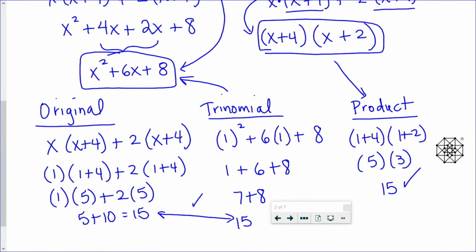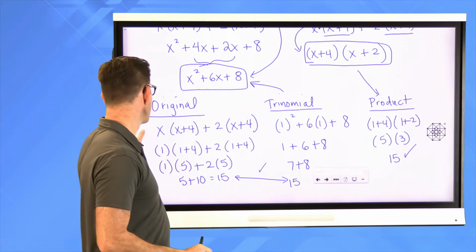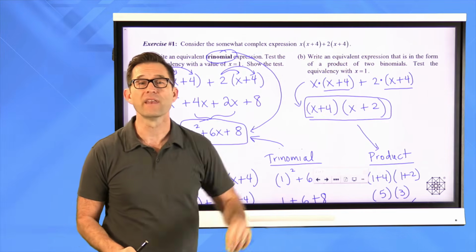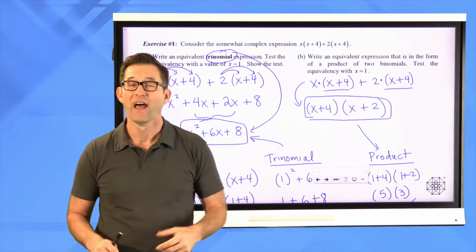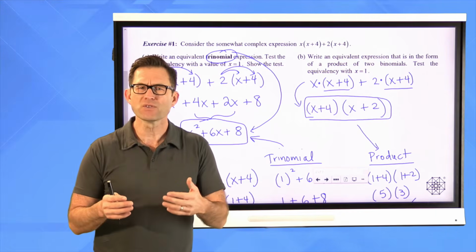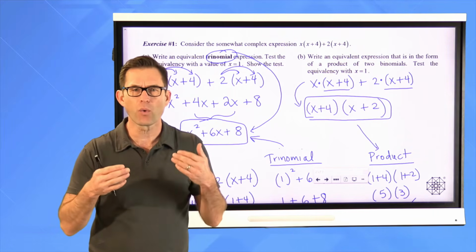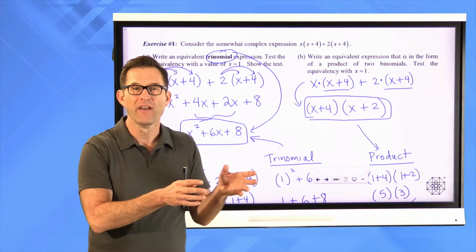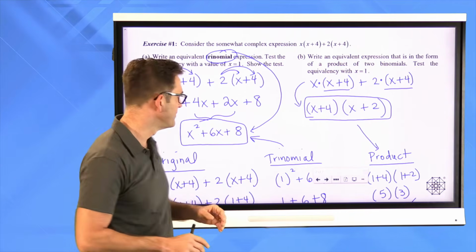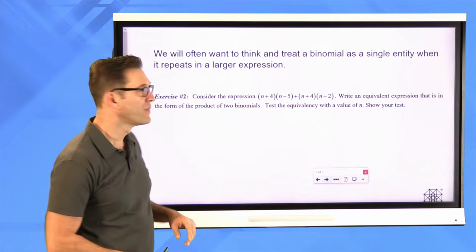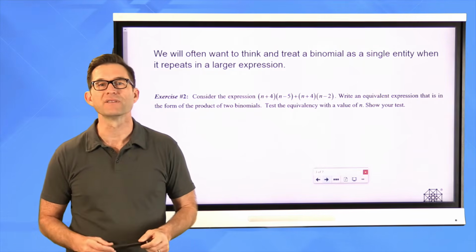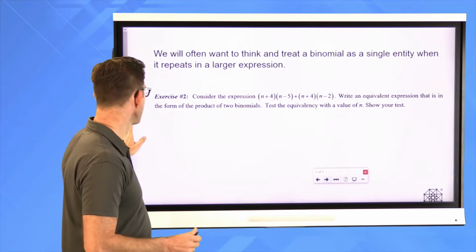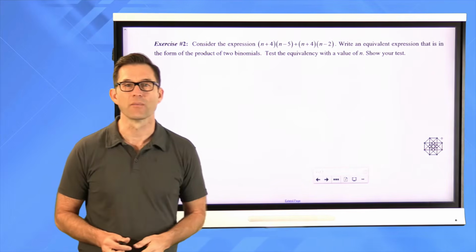So that's really going to be the focus of what we're looking at today: expressions where we have a greatest common factor that is in fact a binomial. We're going to rewrite those by going in that reverse order of the distributive property, going backwards and pulling out the thing that got distributed to each term. We will often want to treat a binomial as a single entity when it repeats in a larger expression. And let's take a look at exercise 2, which is very similar.